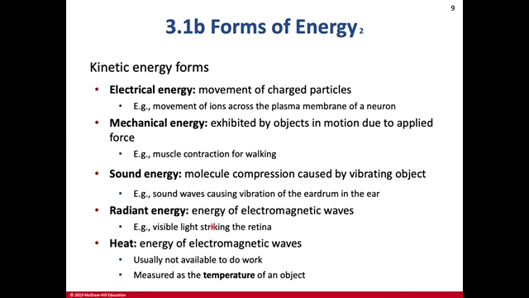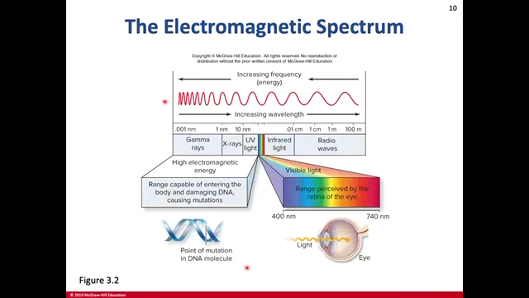So this energy is unusual in the sense that it's the only form that can move through a vacuum, right? The other forms of energy generally require a medium through which to move. Heat is an electromagnetic radiation. It is at the low end of the energy spectrum of electromagnetic radiation, and it generally is not available to do work, and it's usually expressed as the temperature of an object. The electromagnetic spectrum shown here indicates that the shorter the wavelength, the higher the energy content.